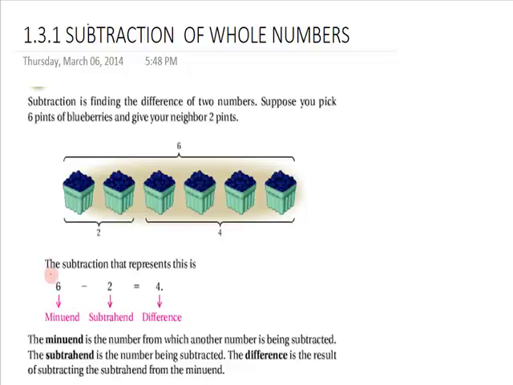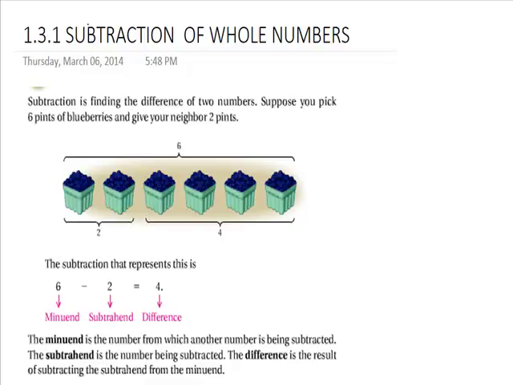The words: the number you're subtracting from is called the minuend. The number that you're subtracting from it is called the subtrahend. And the answer you get is the difference. You may not have heard those words before, but I wanted to at least expose you to them.